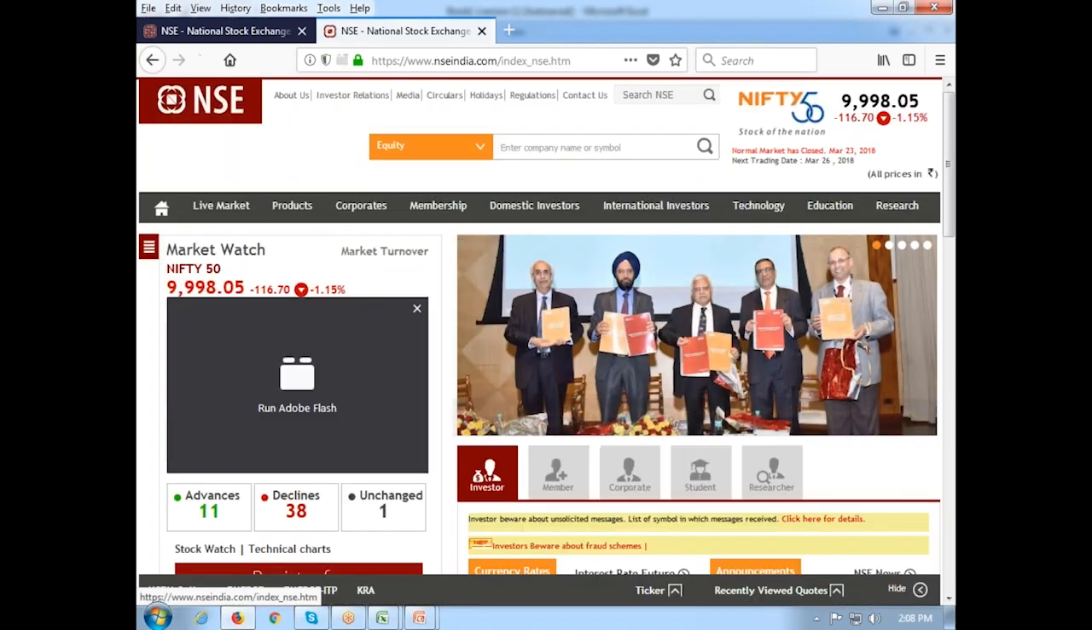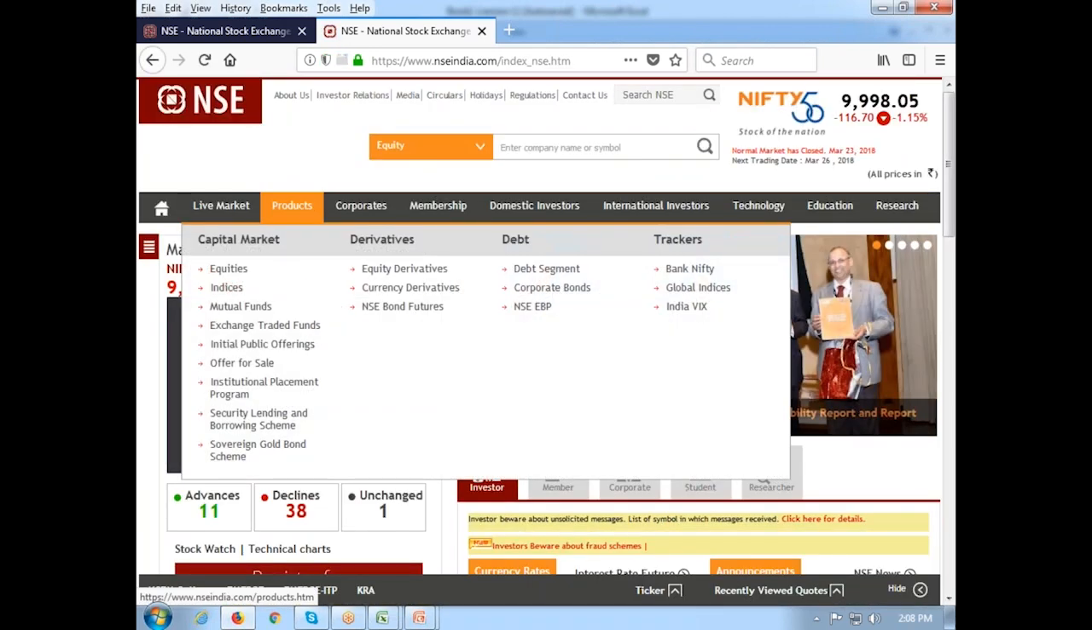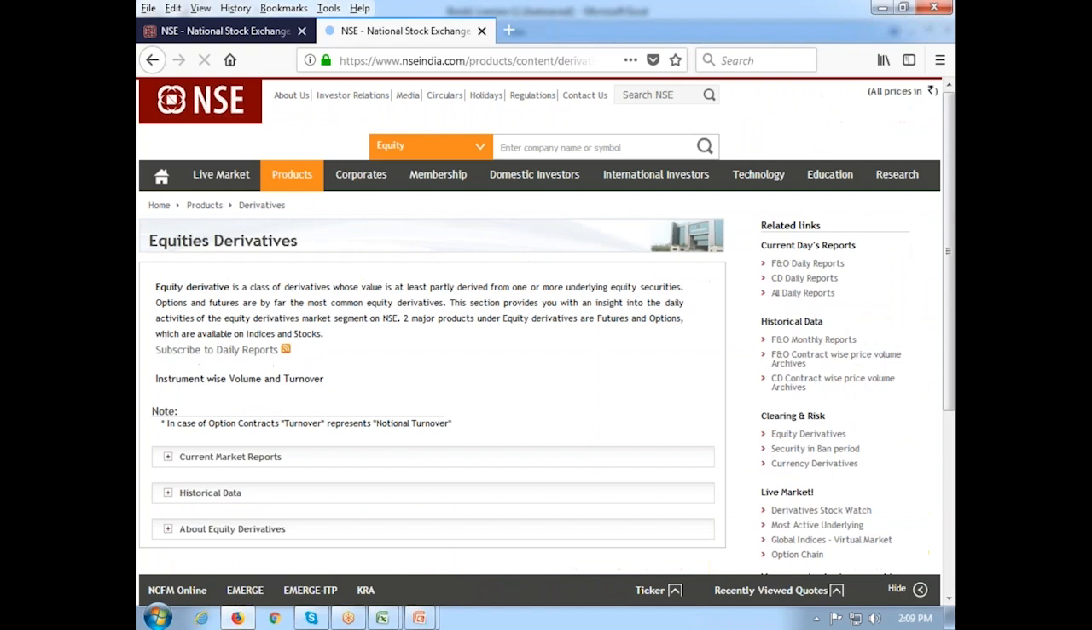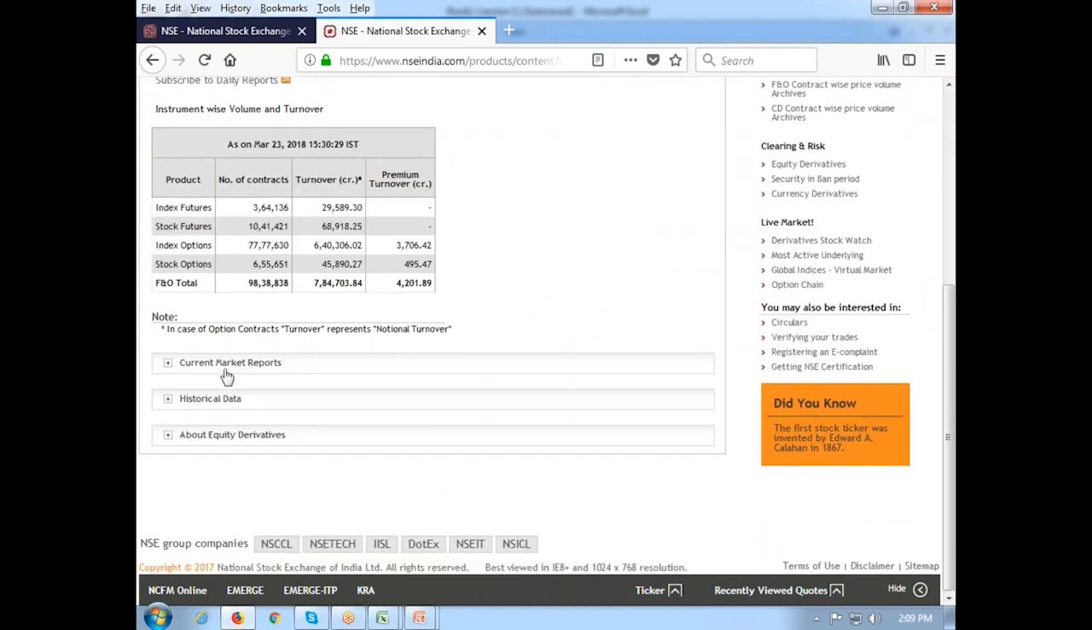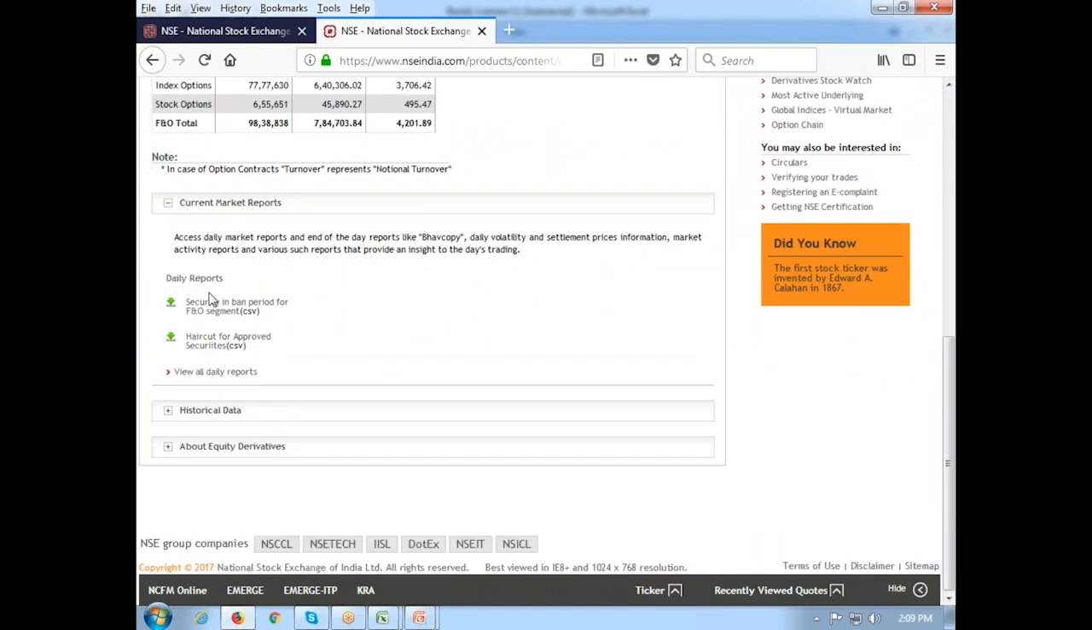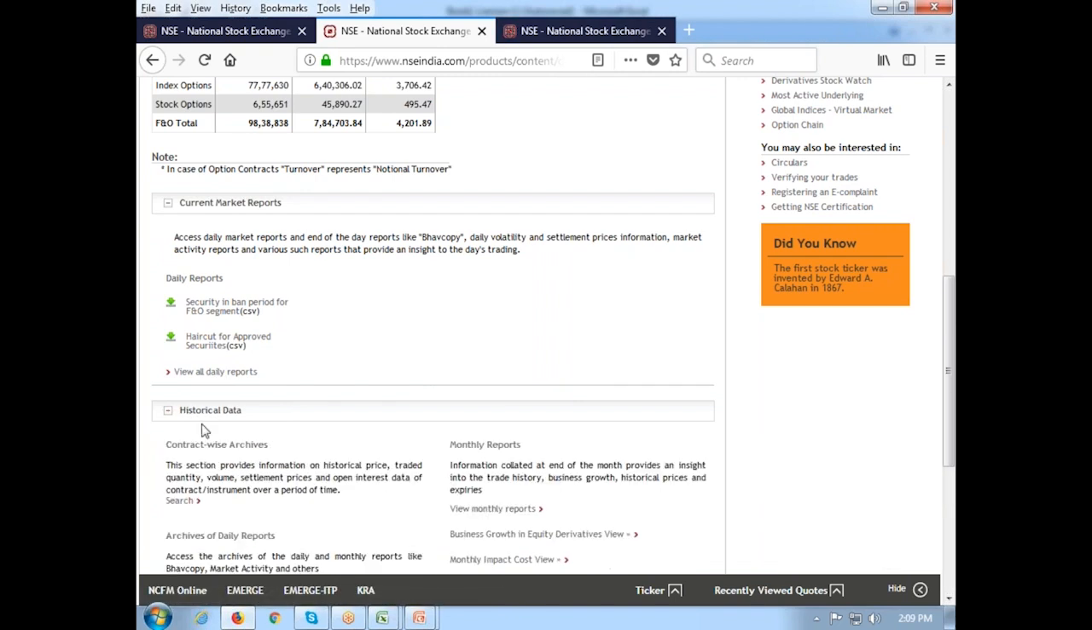You go to nseindia.com, products, equity derivatives. There you see there is a current market report and historical data. You click on the current market reports. There are two daily reports, security in ban period and haircut for approved security. And there is view all data reports. So let me click it. And there is historical data.